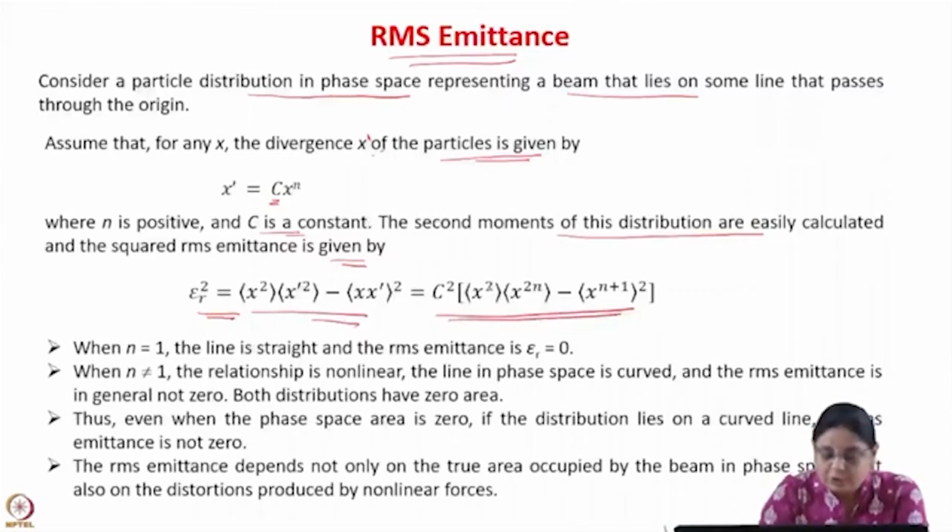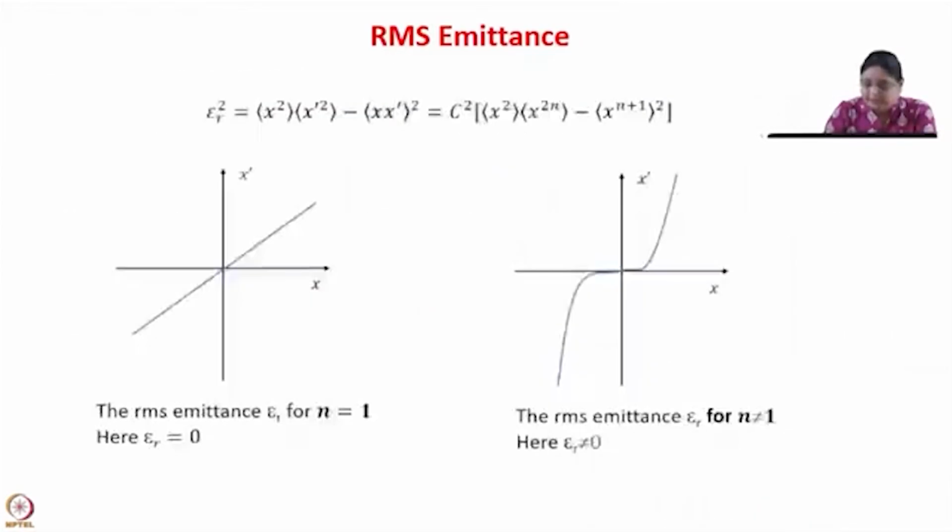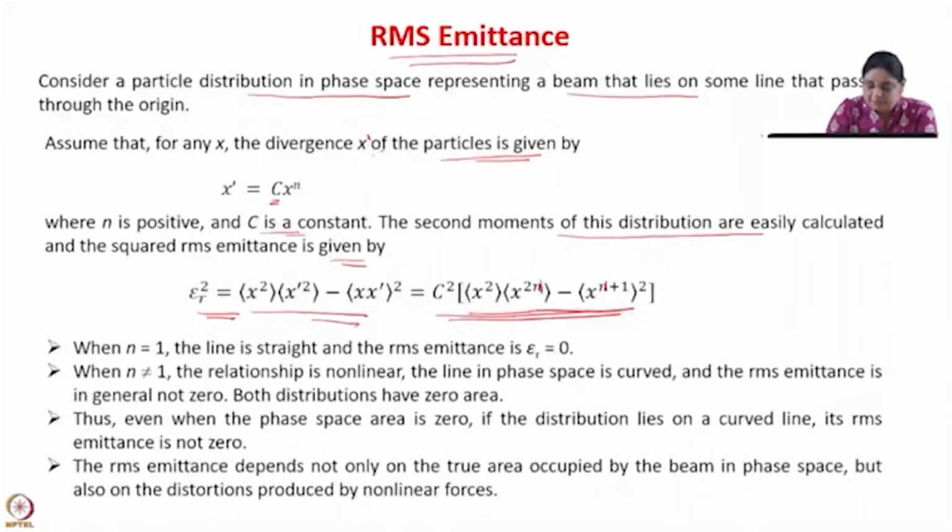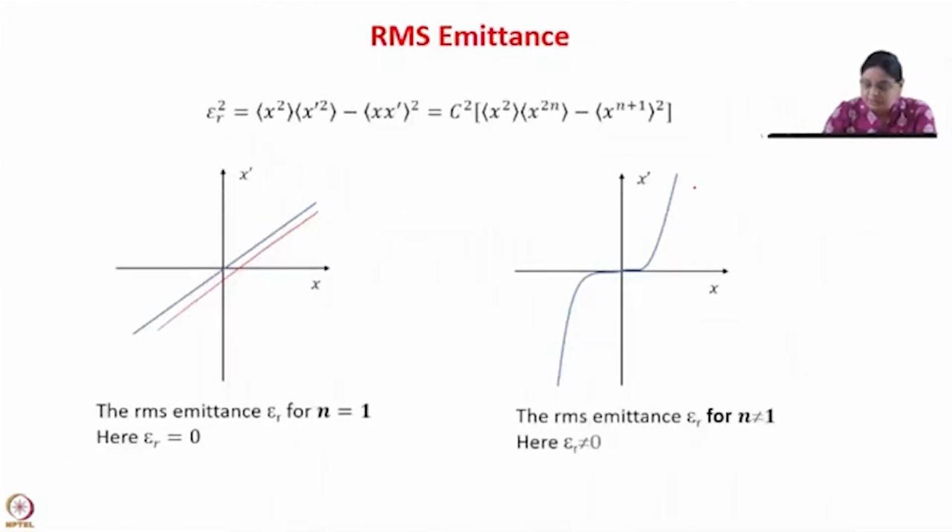Now when n is equal to 1, the line is straight, and we see that the two terms in the RMS emittance are equal, and the RMS emittance becomes equal to 0. Now when n is not equal to 1, the relationship is non-linear. The line in phase space is curved, and the RMS emittance in general is not 0. So we see that this is for n not equal to 1.